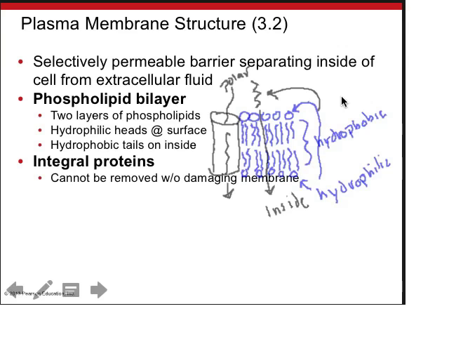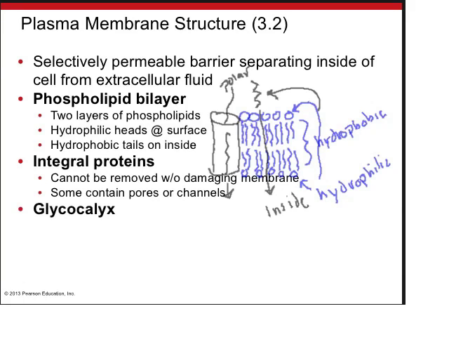Integral proteins can't be removed without damaging the membrane. Some are pores or channels, as we indicated in the diagram. The glycocalyx is a superficial membrane carbohydrate layer that serves as a method of cell identification so that our immune system recognizes cells as belonging to us and therefore won't attack them.